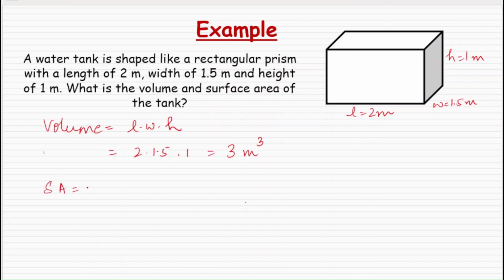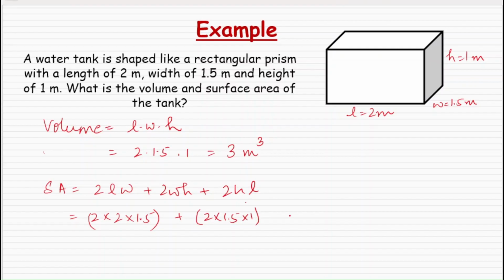And if we talk of the surface area, the formula is 2 LW plus 2 WH plus 2 times height times length. So if you put in all the length, width and height, so 2 times 2 times 1.5 plus 2 times 1.5 times 1 plus 2 times 1 times 2. So it is 6 plus 3 plus 4, and the answer is 13 square meters because it's the surface area.